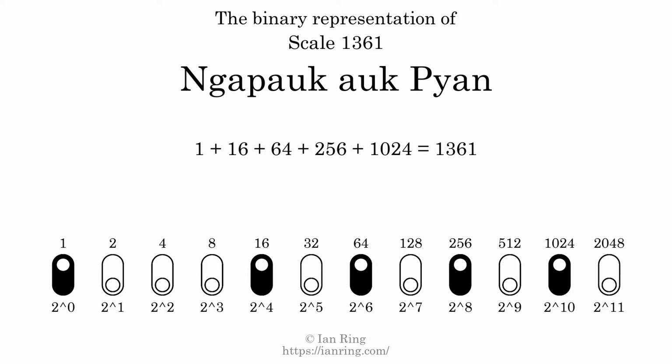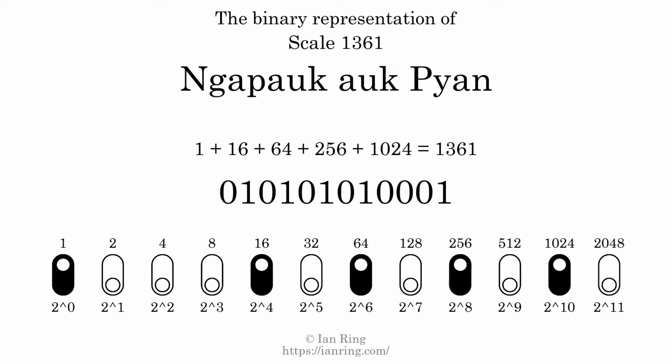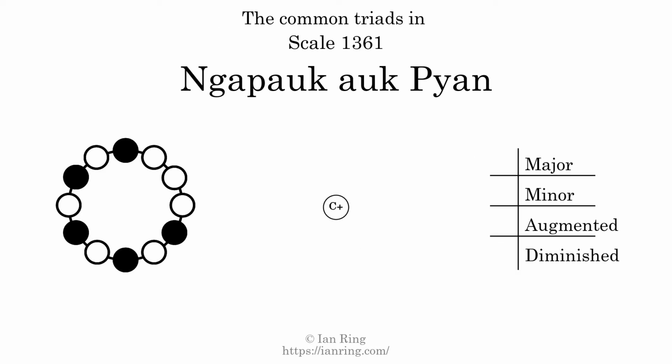1361. The scale number not only enumerates the scale with a unique index, but it also literally describes the tonal content of the scale. Represented as a binary number in base 2, the scale number is 010101010001. Here are the common triads present in this scale.